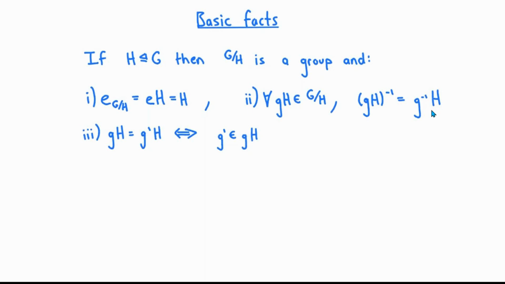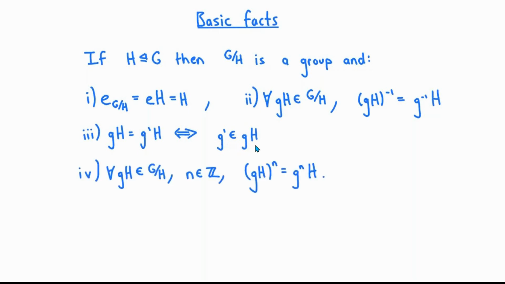We also used a couple times the fact that two cosets gH and g'H are equal to each other if and only if they intersect non-trivially, and in particular that happens if and only if g' is an element of the left coset gH. Also, it's not difficult to show, using the definition of the binary operation in the quotient group, that if you raise any coset gH to an integer power n, you get the coset g to the n H.